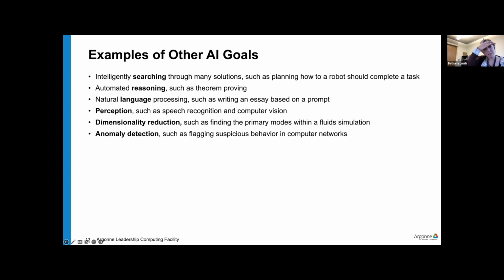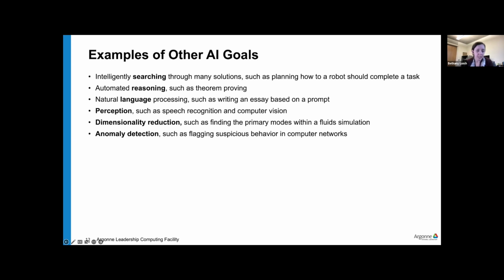And here are some examples of other AI goals. Like searching through many solutions, like a robot trying to figure out how it should complete a task, doing automated reasoning, like theorem proving, natural language processing, like writing an essay based on a prompt. I know a lot of people have been having fun exploring those kinds of models lately.